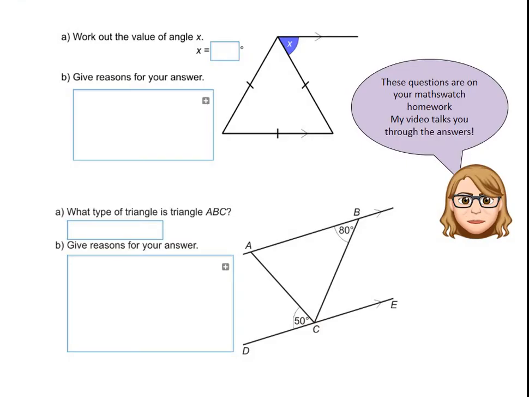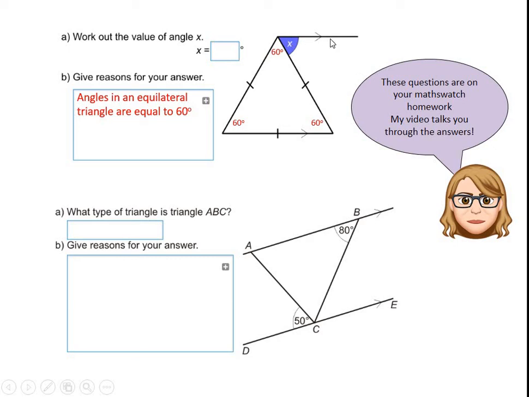This is question 13. You are asked to find this angle here, called x, and to give reasons for your answer. Now what I can see here is a triangle with 3 equal markings. So this is an equilateral triangle, and the angles will all be 60 degrees.